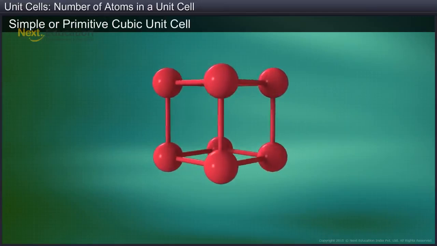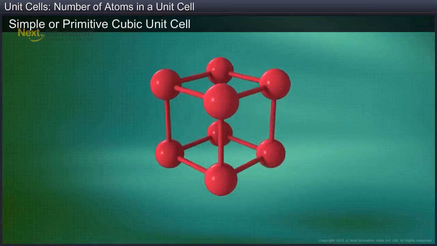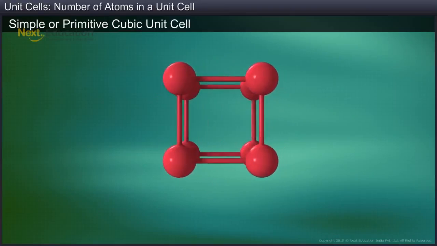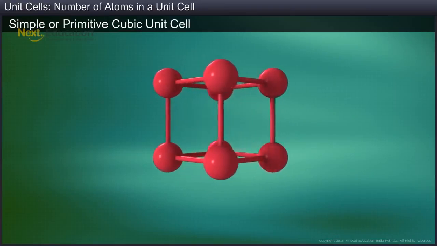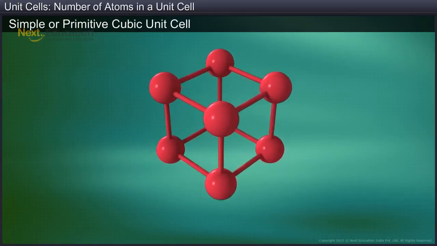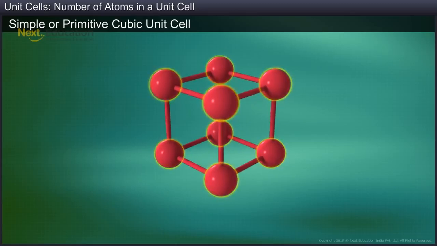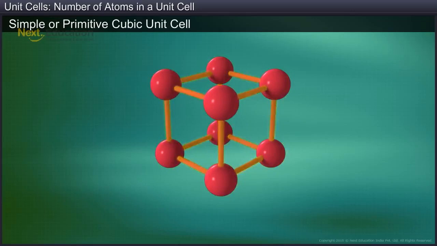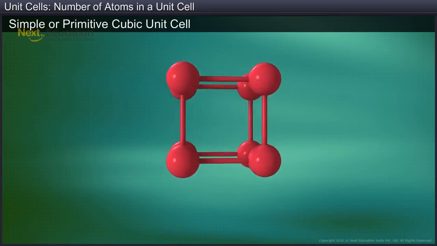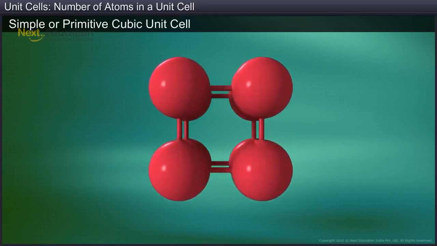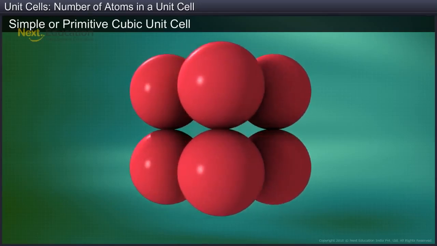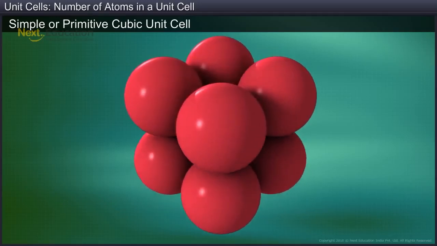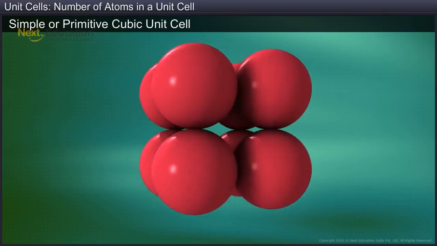The simple or primitive cubic lattice. A simple cubic lattice consists of 8 atoms at the 8 corners of a cube. In the open structure shown here, the distances between the atoms are greatly exaggerated. In reality, the atoms are packed much more closely together, as shown in the space-filling model here.